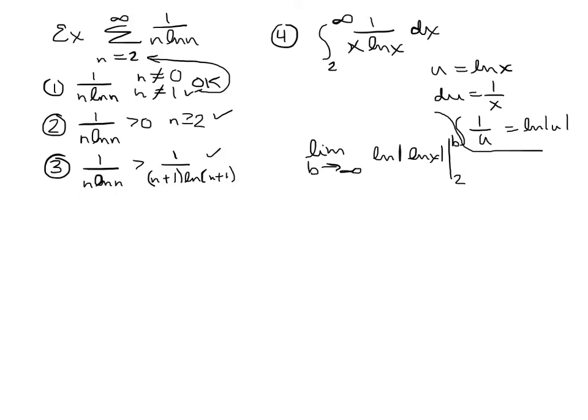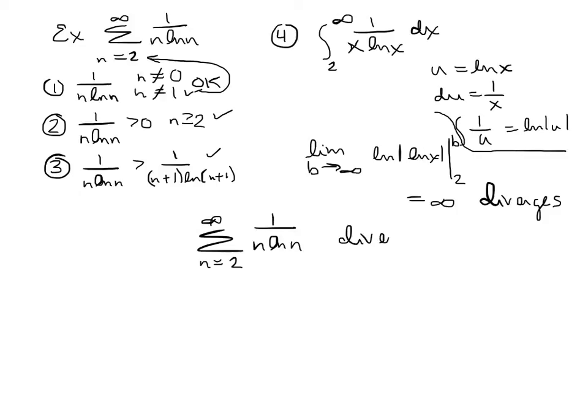Sorry, those are separated. So if I plug in b, natural log of b, as b gets really big, natural log of something big is big, and then natural log of something big is then really, really big. So this is going to go to infinity. So the integral diverges, and so the sum from n equals 2 to infinity of 1 over n natural log of n will also diverge.